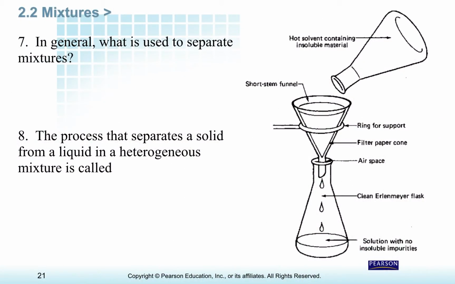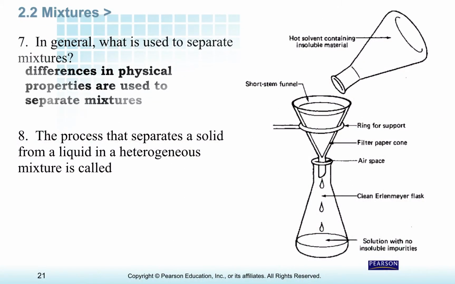In general, what's used to separate mixtures? Differences in their physical properties, because mixtures are physical combinations. So what you do is use a difference in their physical properties to separate them. The process that separates a solid from a liquid in a heterogeneous mixture is what we call filtration or filtering.